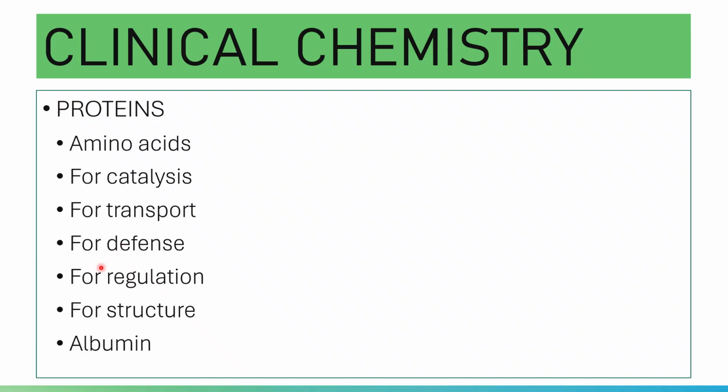And then you have defense. There are substances that function for defense. A very good example, antibodies. Your antibodies or your immunoglobulins, these are proteins in nature and they function for defense against foreign bodies. And then you have regulation. You have your hormones. Please note that your hormones are protein in nature and they function to regulate metabolic processes.